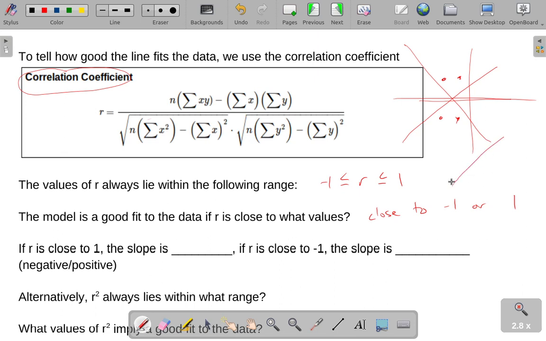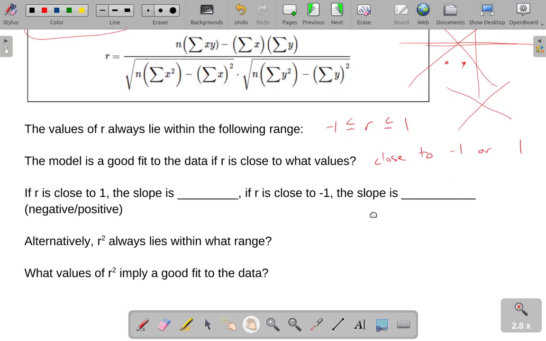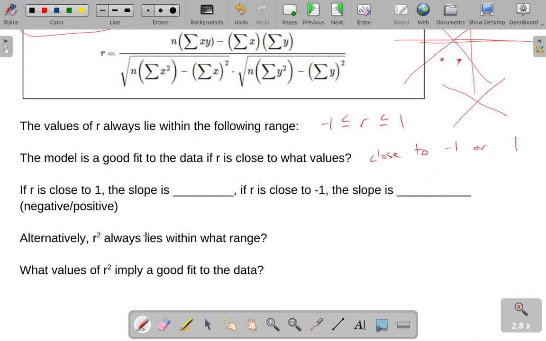If you have a positive slope and it's a good fit, it means it's going to be close to +1. If you have a negative slope and it's a good fit, it means it's going to be close to -1. So, if r is close to 1, that means the slope is positive. If r is close to -1, that means the slope is negative. And it also means that it's a good fit for the data.